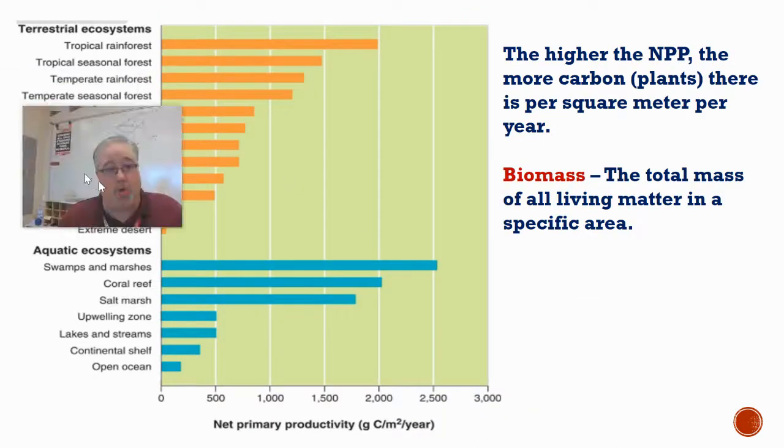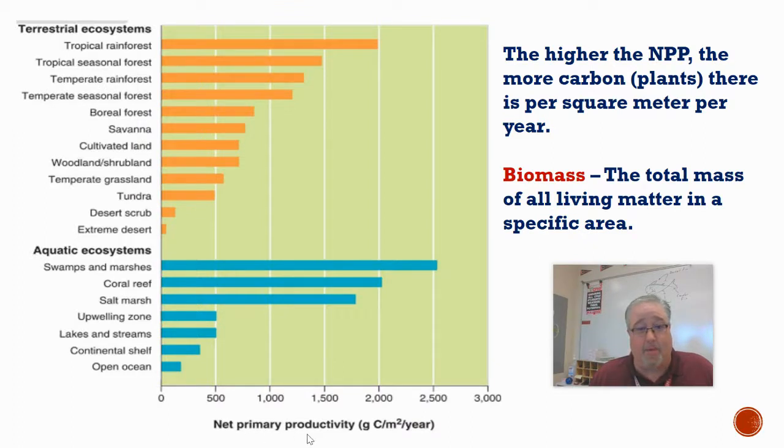All right, this is showing us some different net primary productivity values based on ecosystems or biomes. If we just look at terrestrial, for example, you would expect a tropical rainforest to have the highest NPP. Now these units are kind of funky. It says grams of carbon per meters squared per year. What that is telling us is that the higher that value, the more carbon there is, and carbon is found in plants, per square meter.